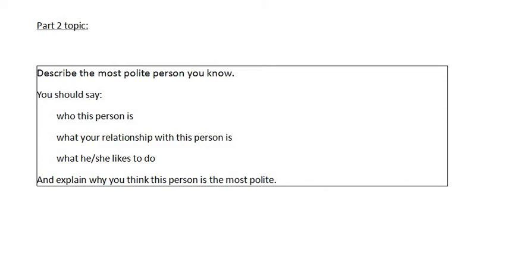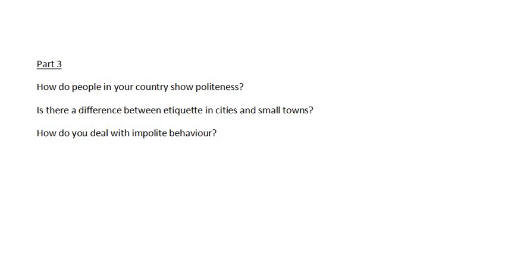But let's look at the part 3 questions. The first one says, how do people in your country show politeness? So again we have the phrase in your country, and this crops up very often in parts 1 and 3. But how do they show politeness? So now you need to give examples of how people are polite in your country. Do they say please and thank you? Are they polite in their actions, like allowing old people to get off the bus first, or holding the door for someone? So there are different ways to show politeness. You need to think of some examples and possibly talk about yourself again.